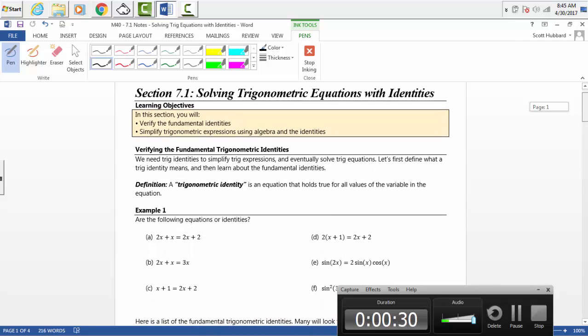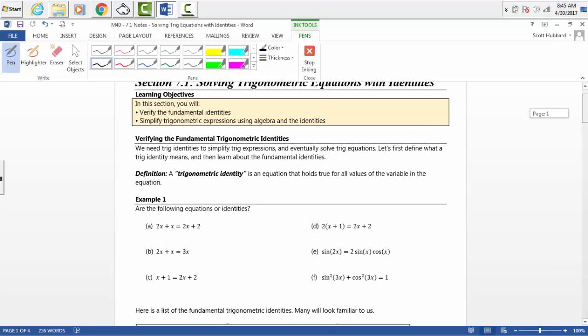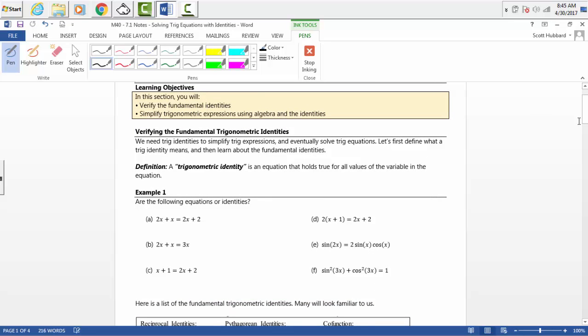And we're going to be using all of our knowledge of the unit circle, but we're also going to be using a lot of knowledge of these special trig identities. So let's talk about what an identity means, and then we'll start getting practice solving trig equations. The main difference between an identity and an equation is that an identity is an equation, but it holds true for all values of the variable.